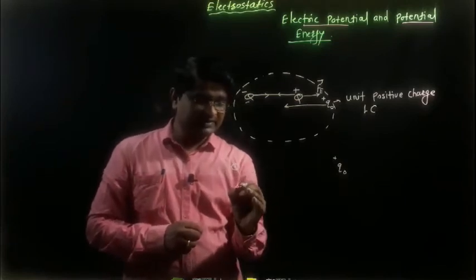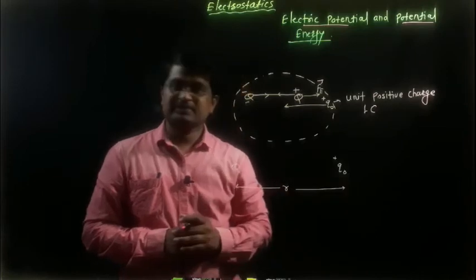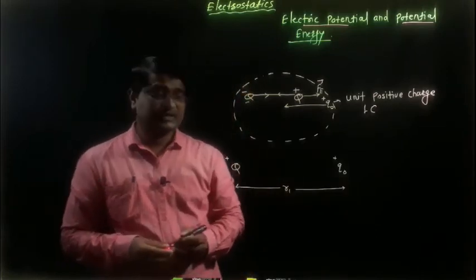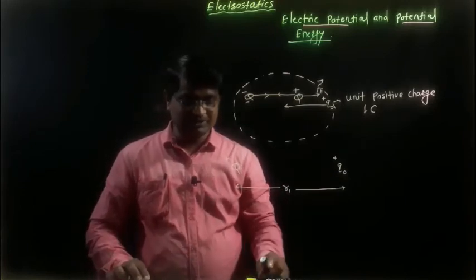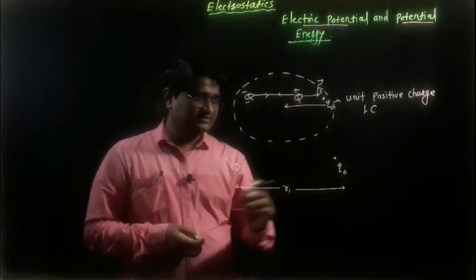Now the distance between two charges will be denoted by small r from each other. Get clear? So this is the initial distance, like r1. It is very important. The initial distance between two charges will be denoted by r1. Okay.